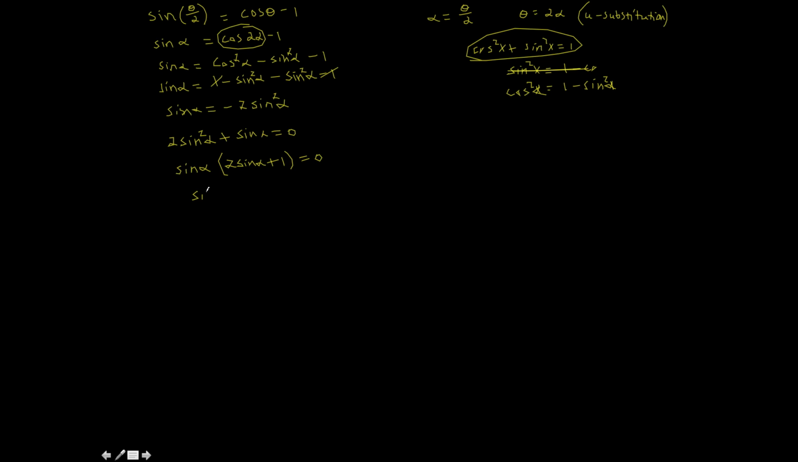So I have sine alpha equals 0. Or if I solve this one, I'll have sine alpha equals negative 1/2. Sine alpha equals negative 1/2. Okay, so think of your unit circle. And that's a poorly drawn circle, but think of your unit circle, okay? Let me fix my circle. There we go. So think of your unit circle. Where does sine alpha equal 0? And so we know that that's at 0 and pi.